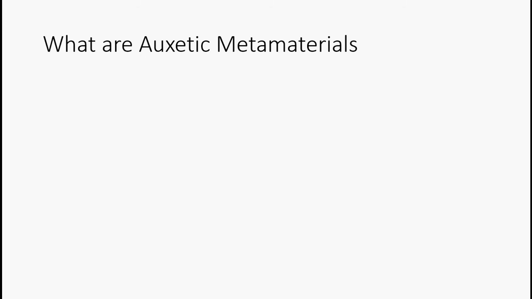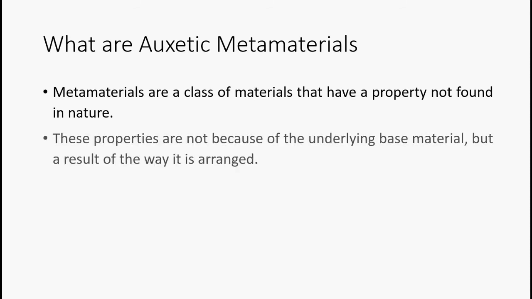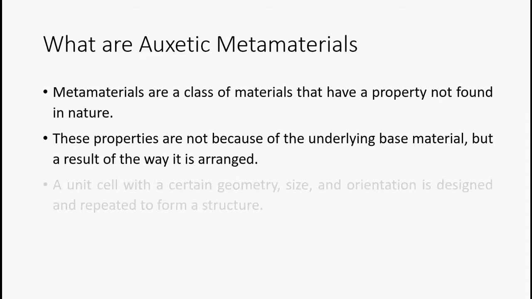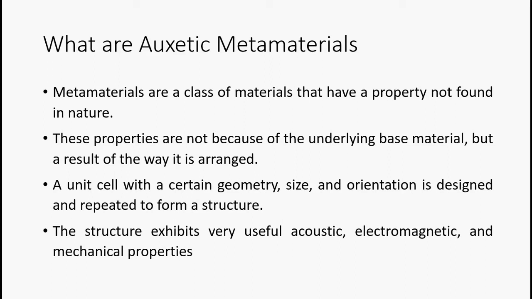But what are Auxetic metamaterials? Well, metamaterials are a class of materials that have a property which is not found in nature. These properties are not because of the underlying base material, but a result of the way it is arranged. What happens is that a unit cell with a certain geometry, size, and orientation is designed and repeated to form a structure, which then exhibits very useful acoustic, electromagnetic, and mechanical properties.